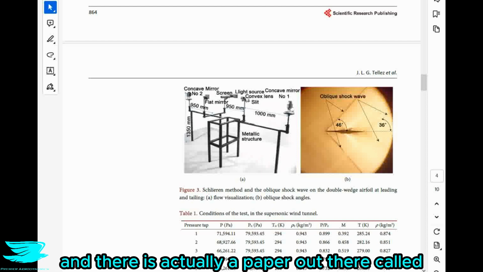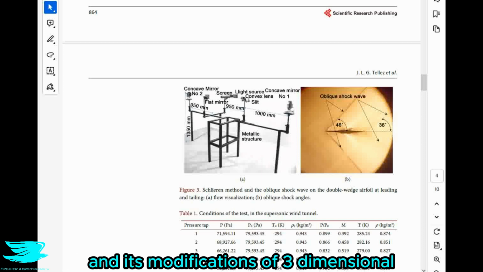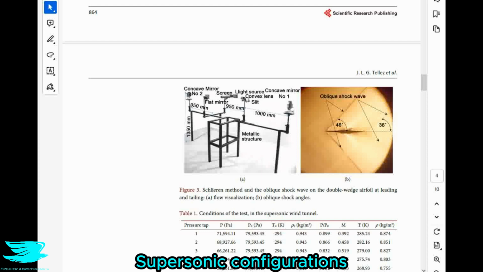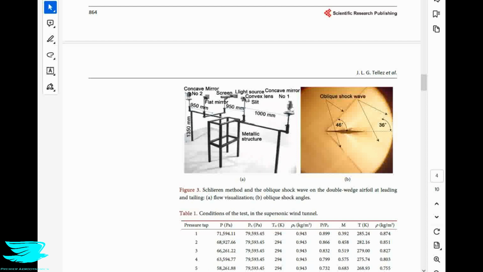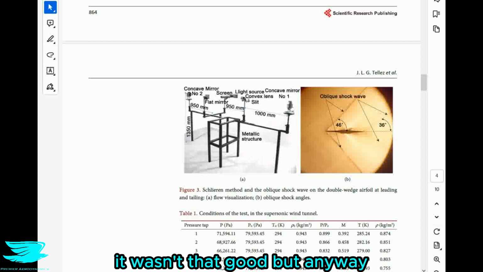And there is actually a paper out there called Review of the Spalart-Allmaras Turbulence Model and its Modifications for Three-Dimensional Supersonic Configurations by a guy, Sedemir Kostic. I don't know if I pronounced that right, for those interested. So I'm not sure why the authors went with the k-epsilon model here. Perhaps the Spalart-Allmaras model they had to begin with wasn't that good.